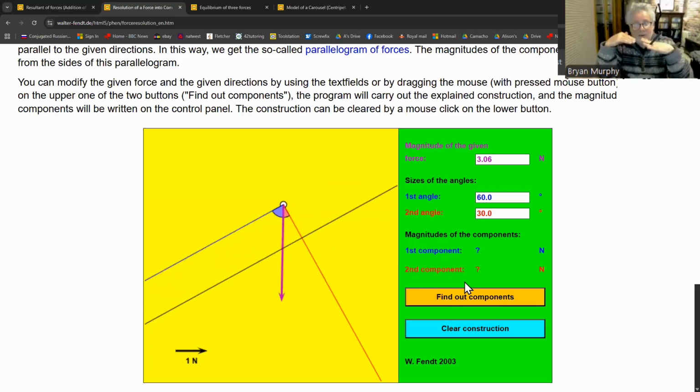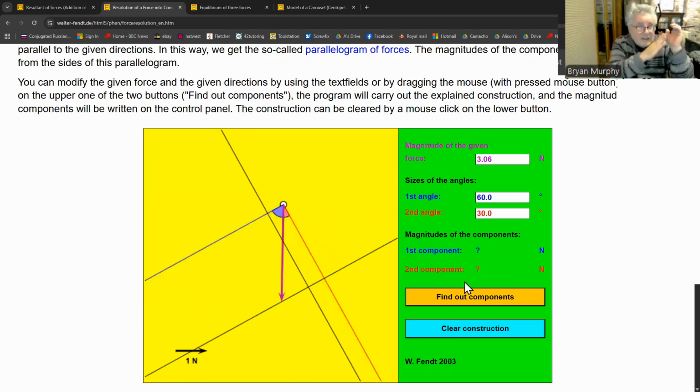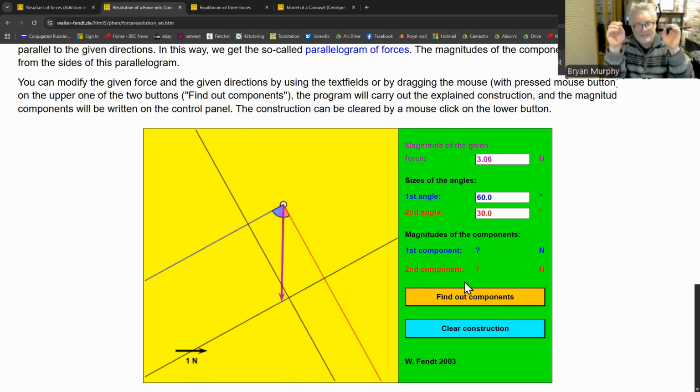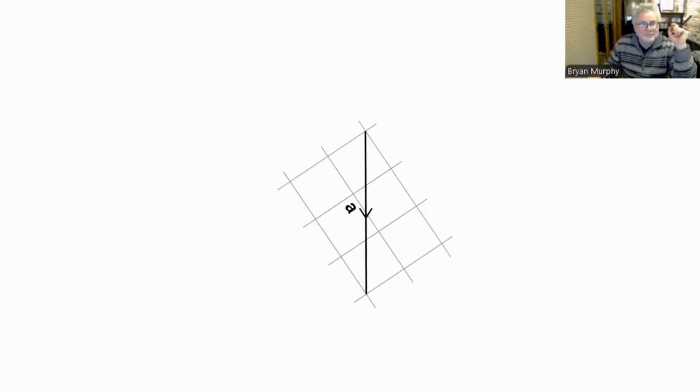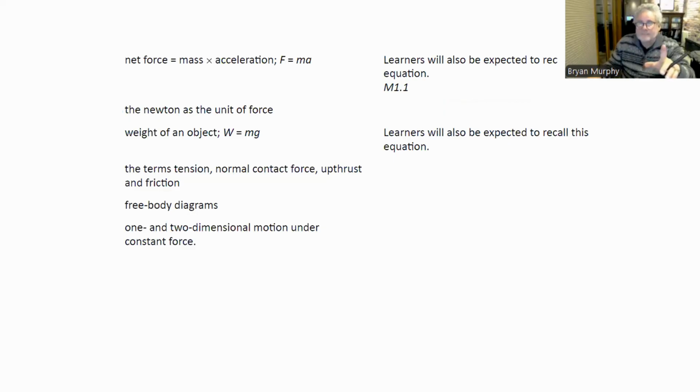So I slide that one down parallel to the blue. In my head, I slide one across parallel to the red, and I get myself a rectangle. Then the length of that side is the first component, and the length of that side is the second component. Utterly foolproof. Now let me show you why I did that.